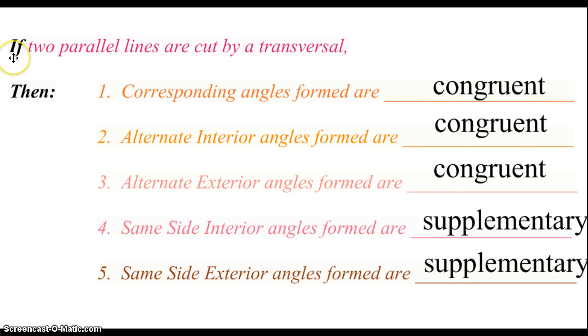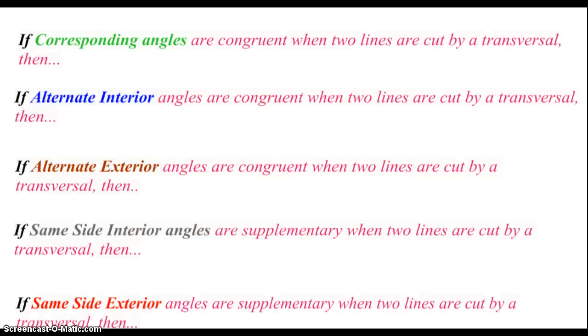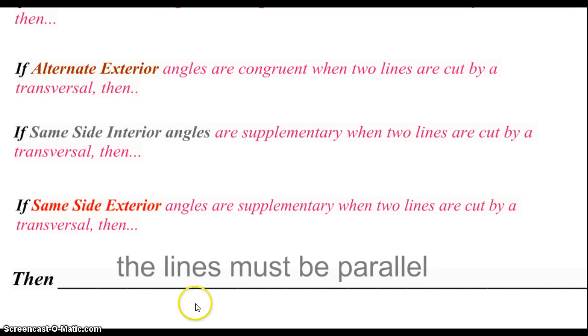Today, we're basically doing the converse of this. So if I had my conditional statement that said if two parallel lines are cut by a transversal, then this happens. Well, today we're learning the converse: if corresponding angles are congruent when two lines are cut by a transversal, then, if two alternate interior angles are congruent when two lines are cut by a transversal, then, and so on, then the lines must be parallel. So we are just doing the converse of what we already know. So make sure you have that filled in your note sheet.